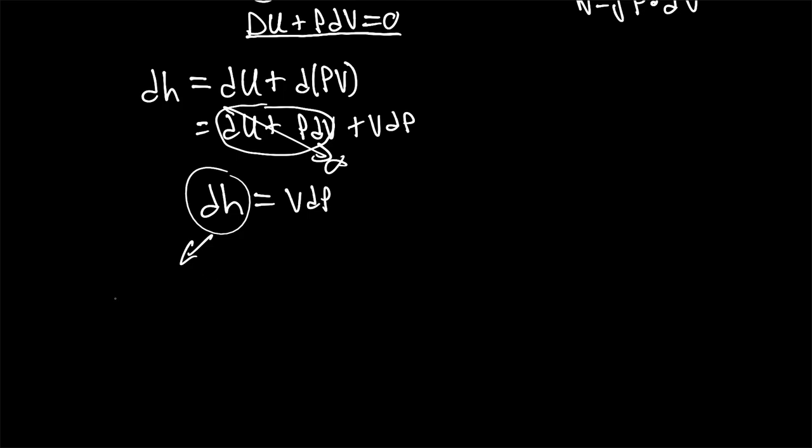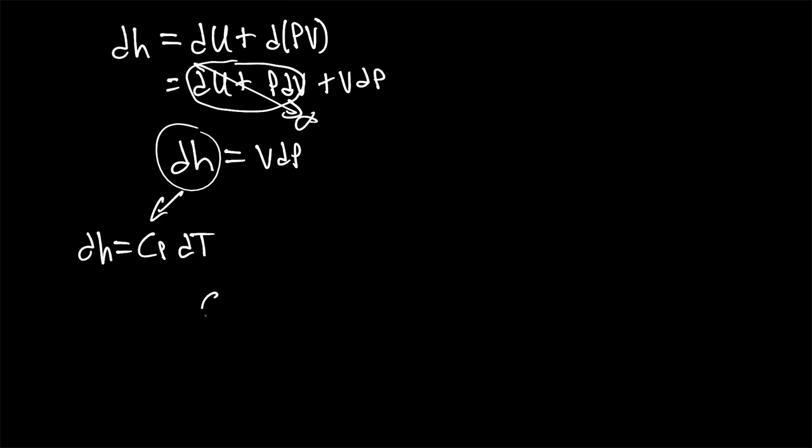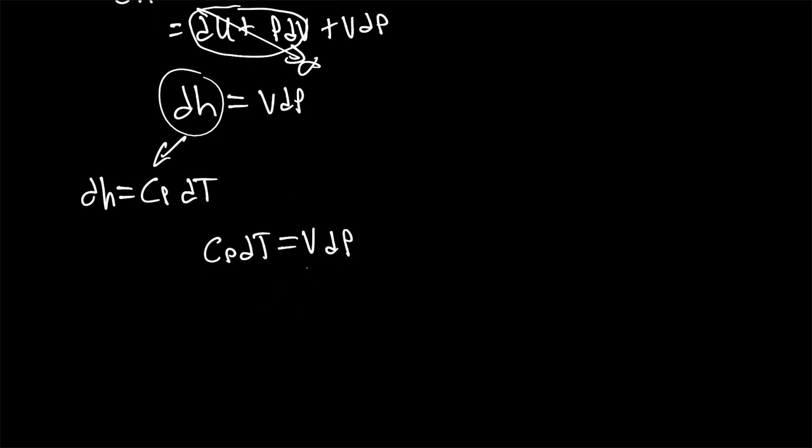We know from the previous video that enthalpy dH is related directly to temperature, in that dH is also equal to the constant pressure heat capacity times the differential change in temperature. Essentially, we can then plug this into our equation for a perfect gas and say that Cp dT equals V dP. What we can more importantly realize here is that this volume is related by the ideal gas law, PV equals RT, such that V equals RT over P.